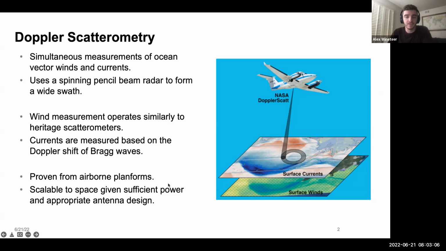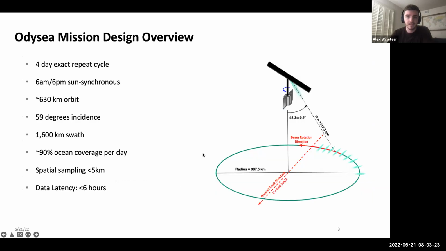So this measurement has been proven from an airborne platform. We have an airborne mission called DopplerScat that is doing this today. And this measurement can be scaled to space, given sufficient power and antenna design as the primary two constraints. So that's exactly what we're trying to do right now. We're proposing a mission called Odysea, of course, led by Sarah.